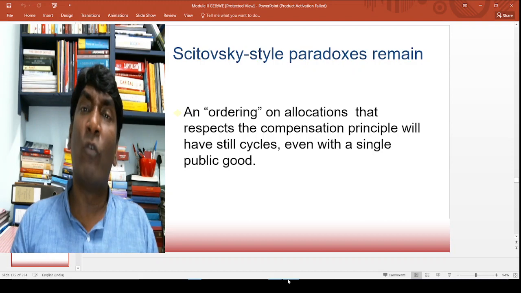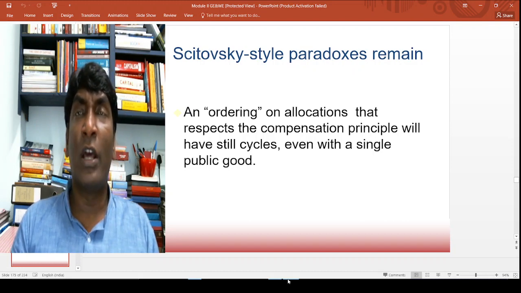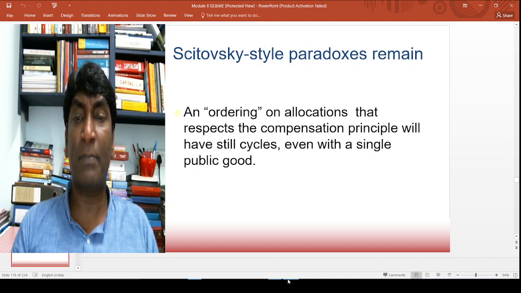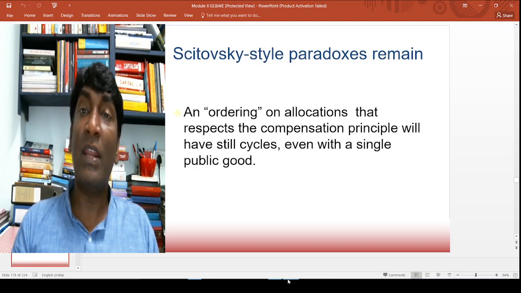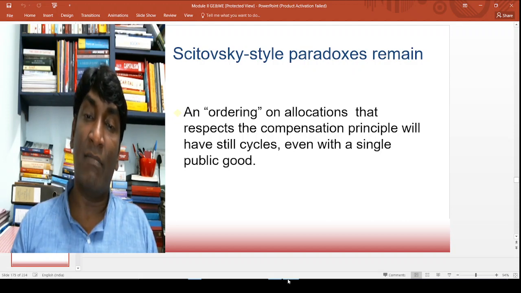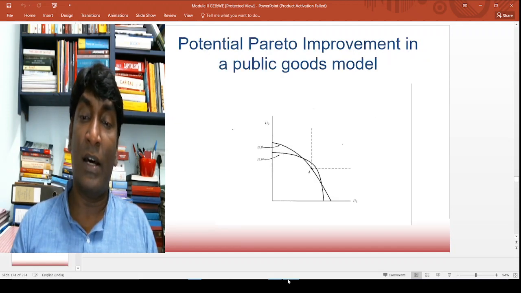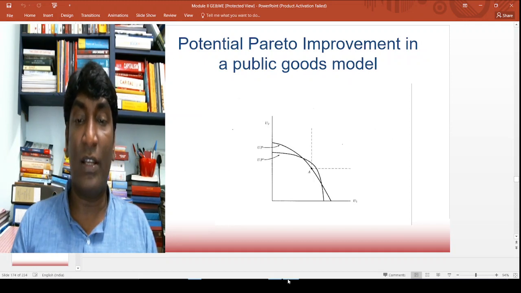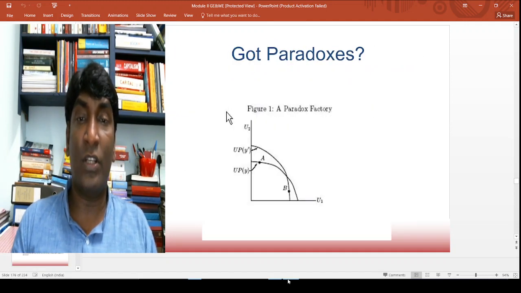That is, in the original sense, we said that there is a possibility of switching and reswitching. That is, an ordering on allocations that respects the compensation principle will still have cycles, even with a single public good. Even with a single public good, we had already seen in the previous diagram that there is a possibility of an issue.